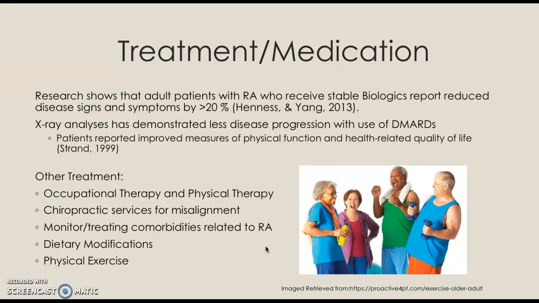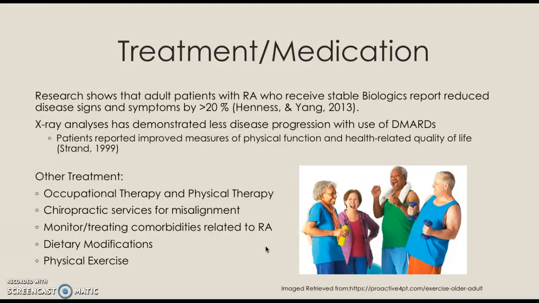Research shows that adult patients with RA who receive stable biologics report reduced disease signs and symptoms by greater than 20%. X-ray analysis has demonstrated less disease progression with use of DMARD drugs. Patients reported improved measures of physical function and health-related quality of life in a study by Strand, 1999.